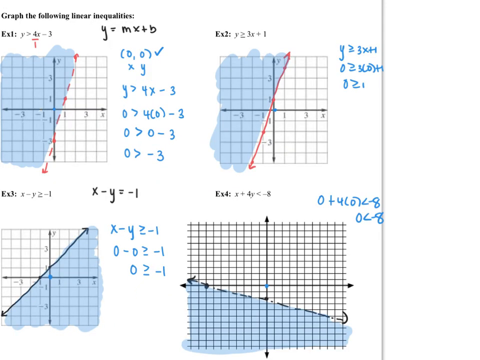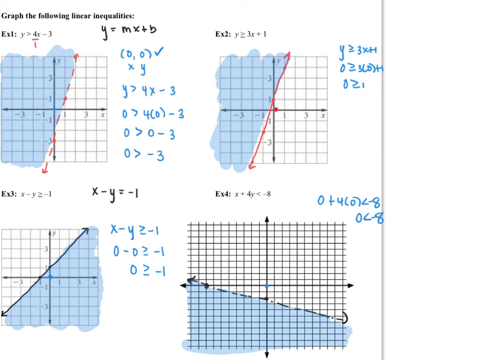So on example 2, I graphed this using slope-intercept form. Since y was isolated, I started at a y-intercept of 1, and then I rose 3 and ran 1. I did some points in the other direction as well, just to give myself more points to connect. Since my inequality was greater than or equal to, I connected with a solid line, showing that the points on the line are part of my solution set.